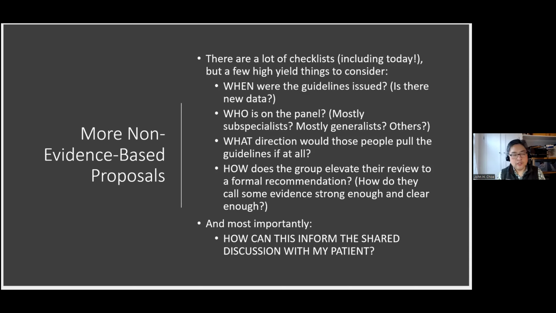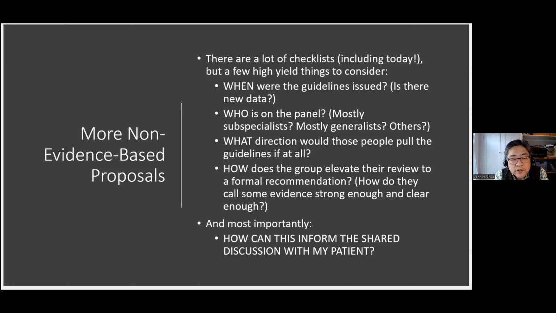Some more parts of this modest proposal, also still not evidence-based. There's a lot of checklists. I gave you a checklist. You're welcome to take it, use it however you want to. But a few high quality things to think about as you go through the details, if you happen to read them a little more closely.